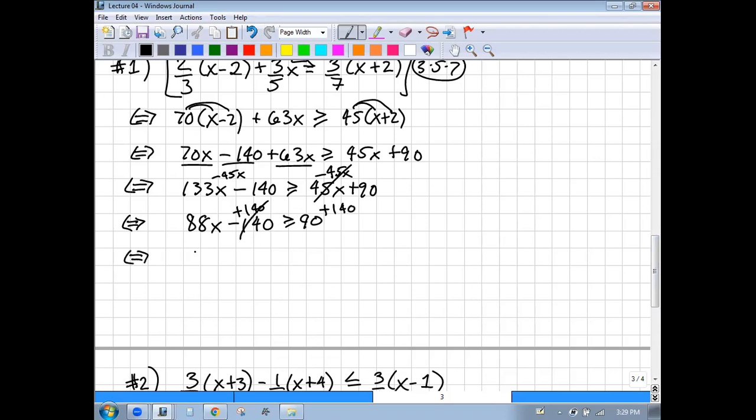That gets rid of that like we wanted. And then 90 and 140 is 230. Thank you. All right, so now we just got to get rid of this 88 since it's being multiplied. Divide both sides by 88. Okay.